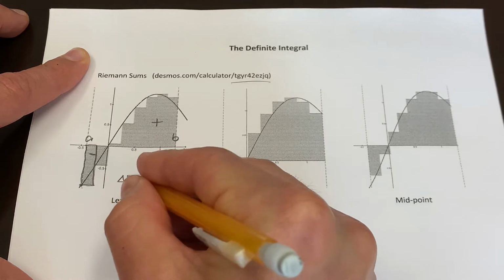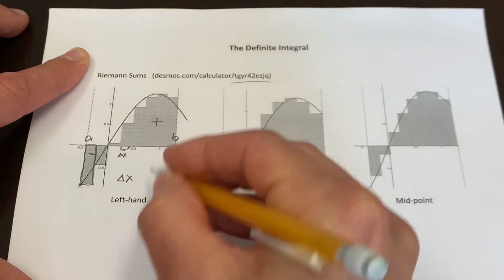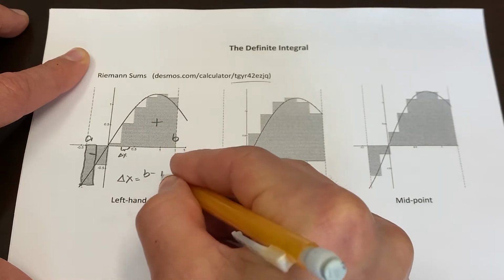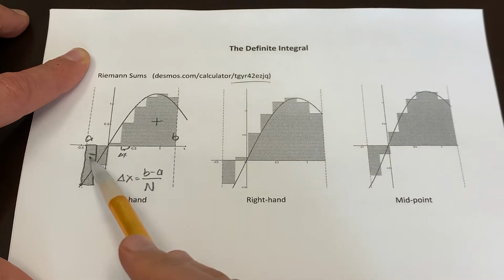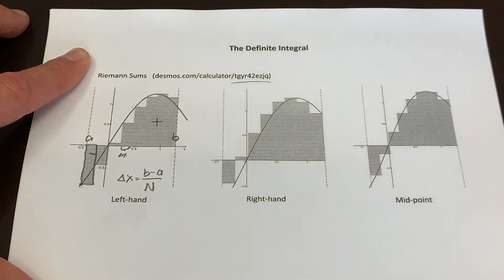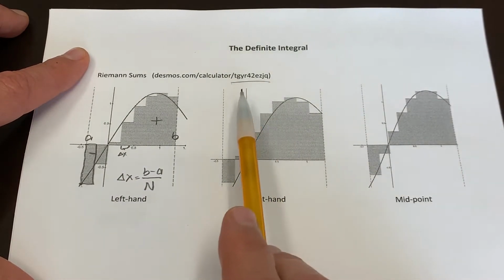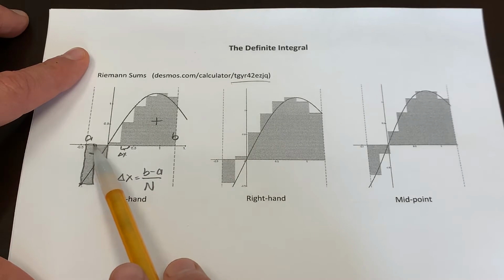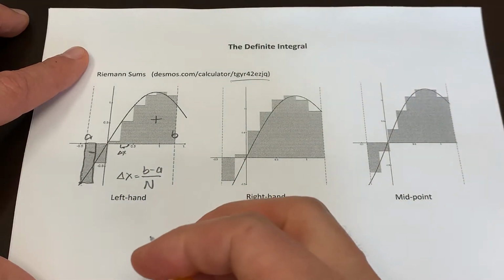So how wide is each box? We'll call that width delta x. And it's just b minus a, the total width, divided by n boxes. I did 8 boxes. Can you see 1, 2, 3, 4, 5, 6, 7, 8. 8 boxes on all of these. But the cool thing about this Desmos page is you can move the endpoints A and B, you can move the number of boxes, and you can sort of see how it affects everything.